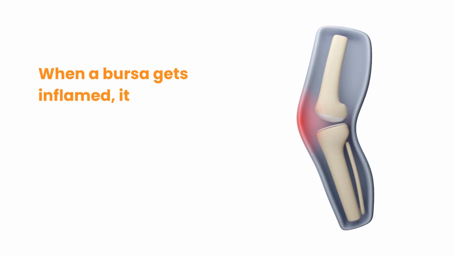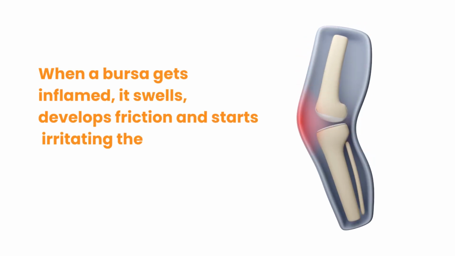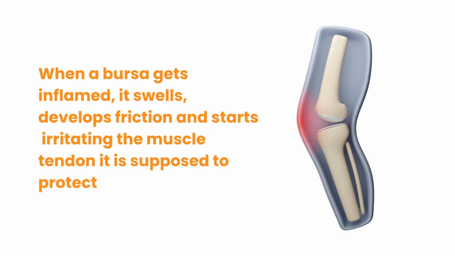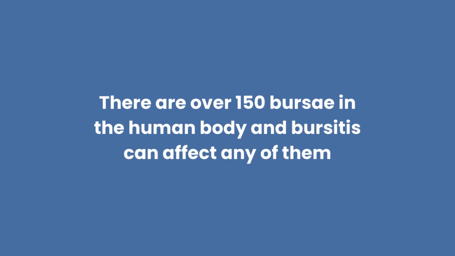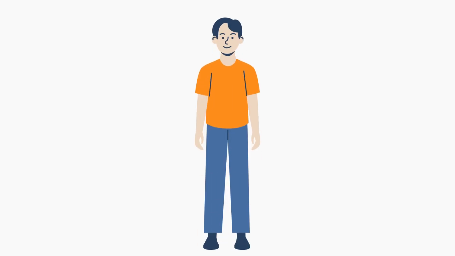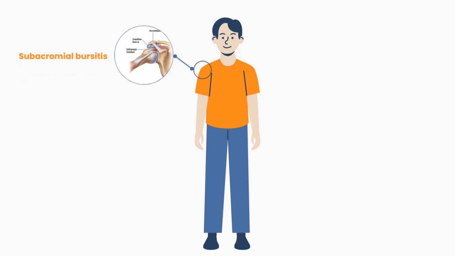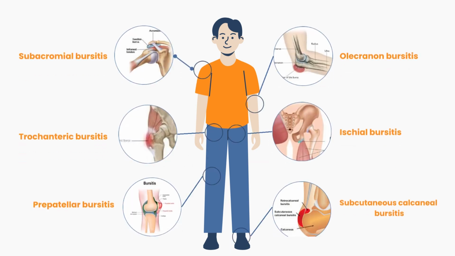When a bursa gets inflamed, it swells, develops friction and starts irritating the tendon it is supposed to protect. There are over 150 bursae in the human body and bursitis can affect any of them. Bursitis commonly occurs in the shoulder, elbow, hip, knee and foot joints.